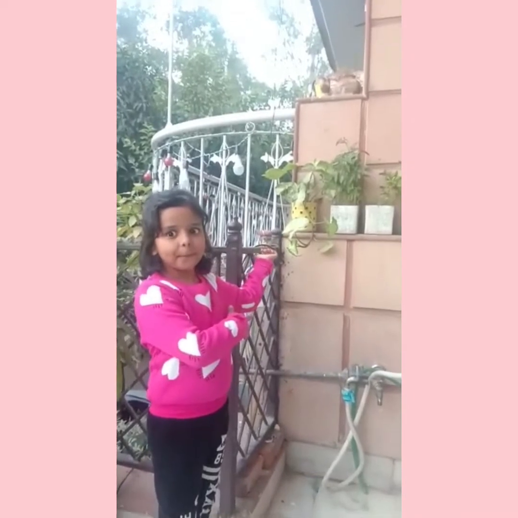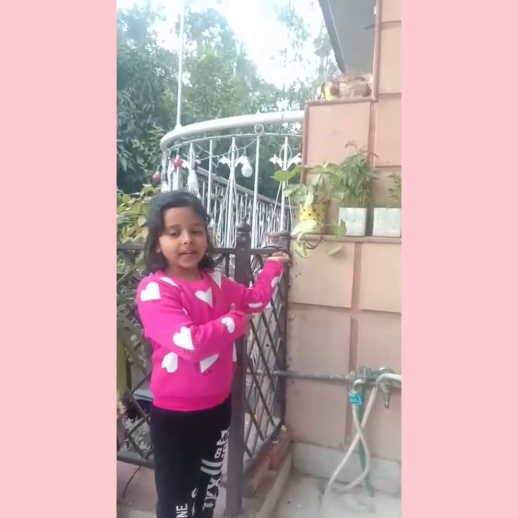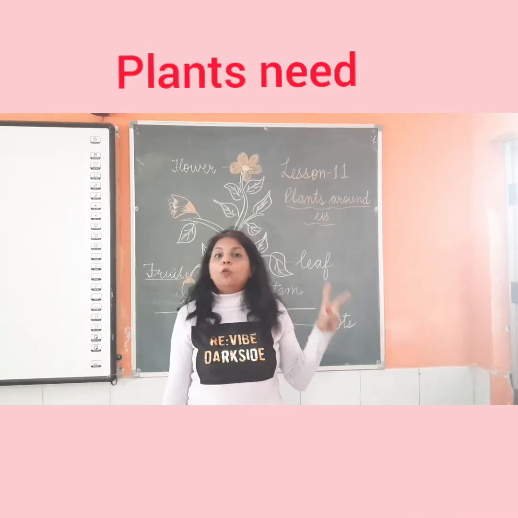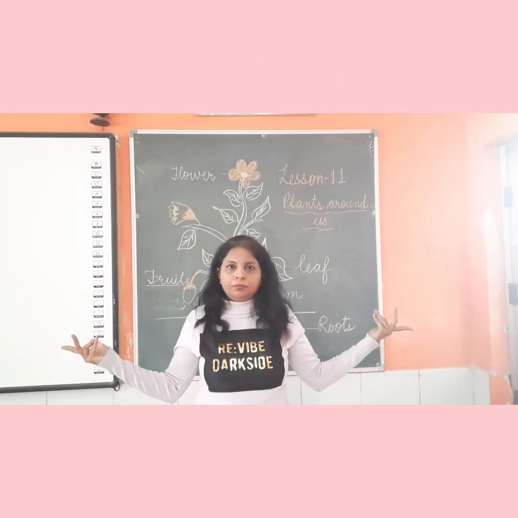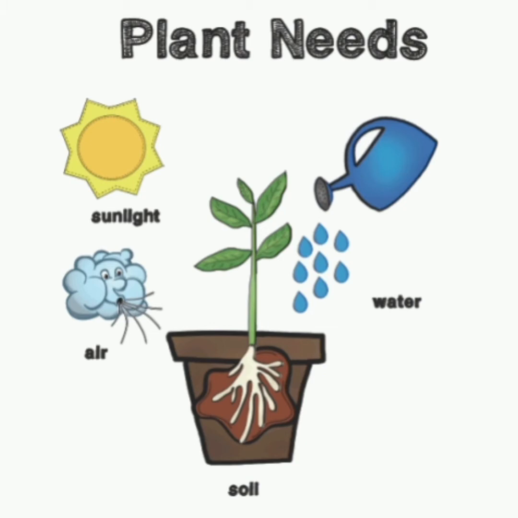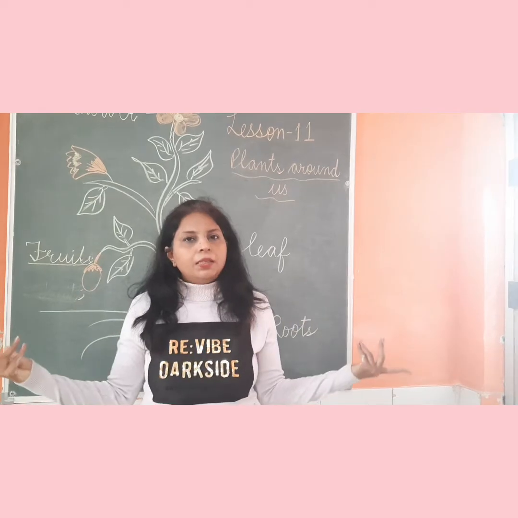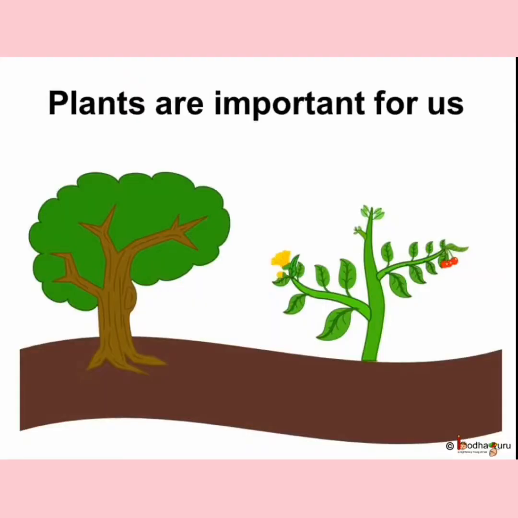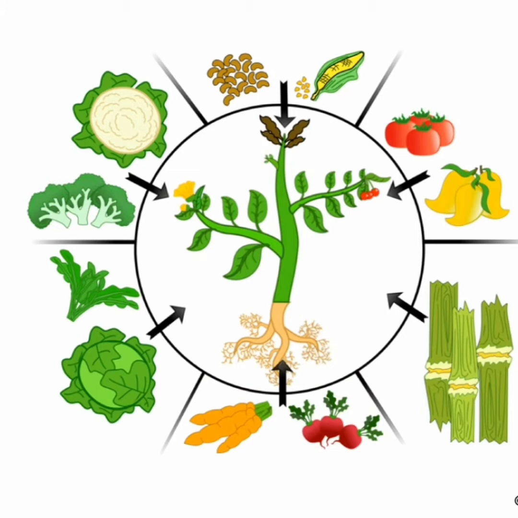Plants need air, water, soil and sunlight to live. Plants are very useful for us. We get lots of things from plants. Plants are very important for us as we get many useful things from our plants.